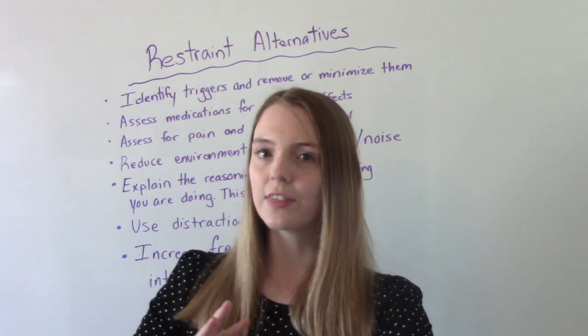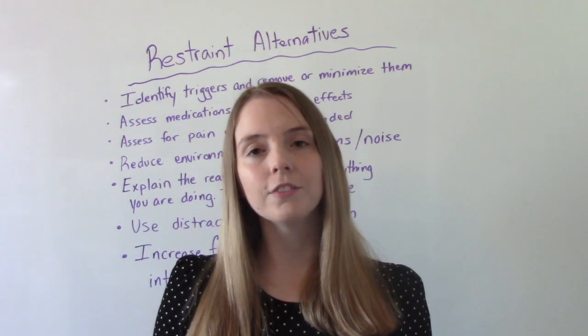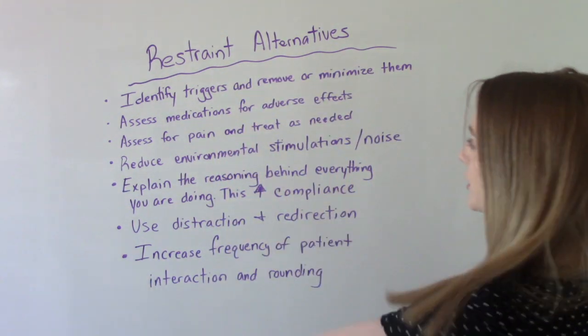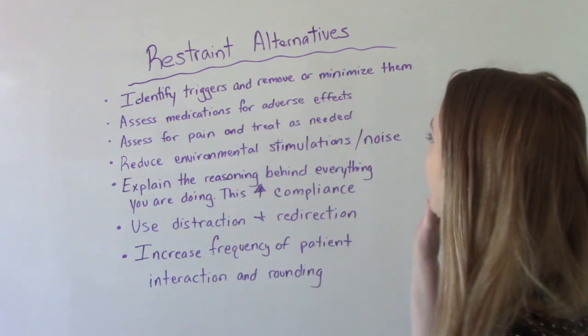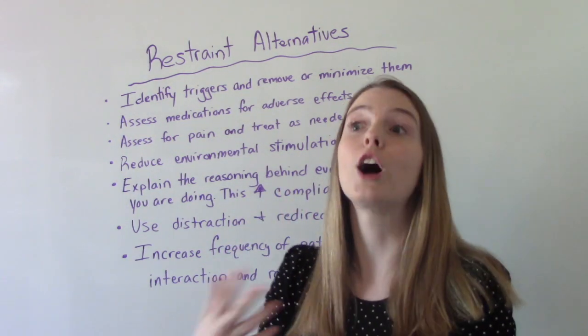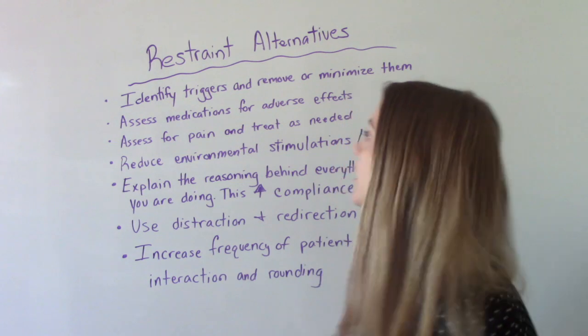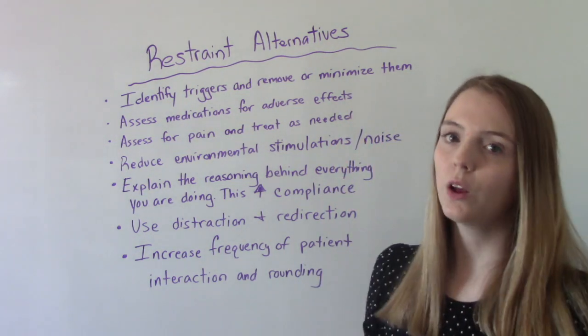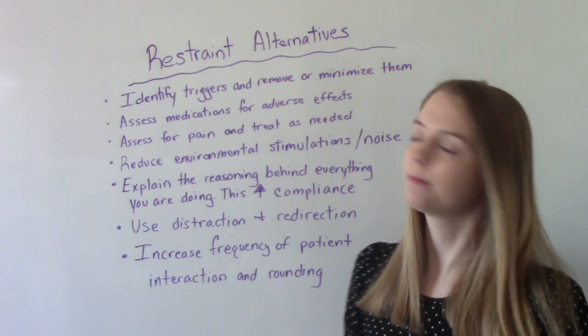So now that we've talked about that, I'm going to share with you 12 alternatives to restraints. So the first thing we can do is identify things that can trigger the patient to have those bad behaviors that could cause them to need restraints. So identify triggers and then either remove them if we can or minimize them.